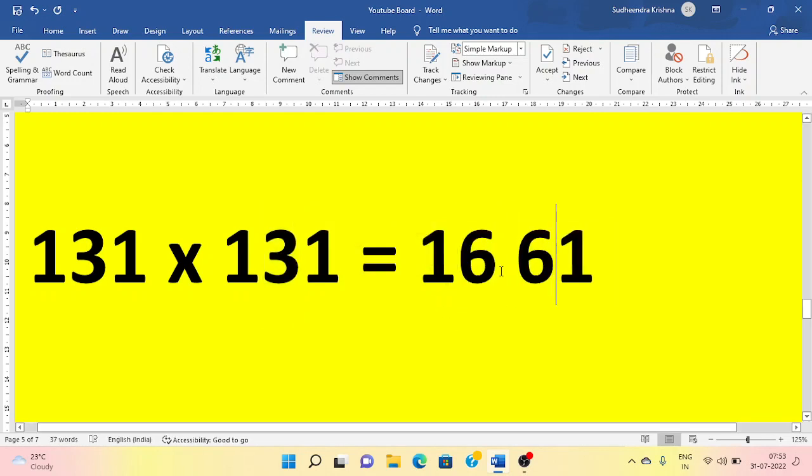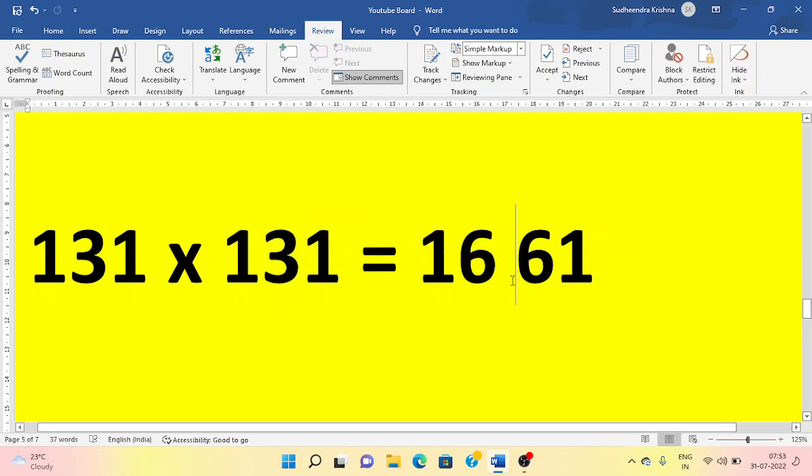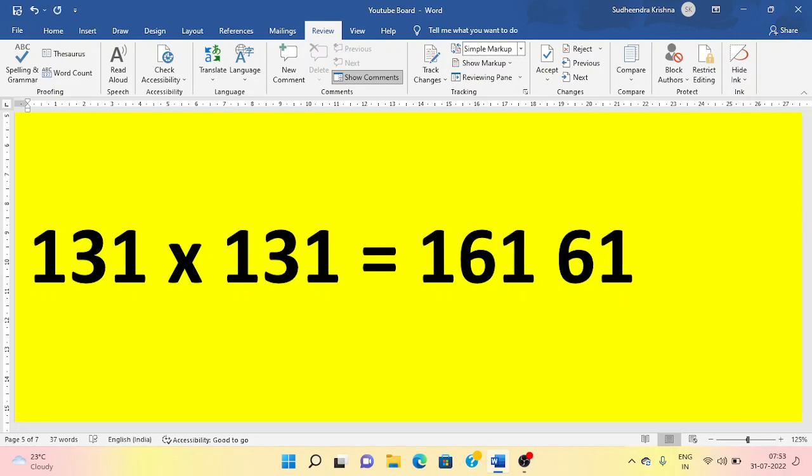Now to get the middle portion of the answer, you multiply 3 and 3. 3 into 3 is 9. To that 9 you add 2. So 3 into 3 is 9, 9 plus 2 is 11. But 11 is a 2-digit number. You cannot take a 2-digit number. So out of 11 you take 1 and you carry over 1.